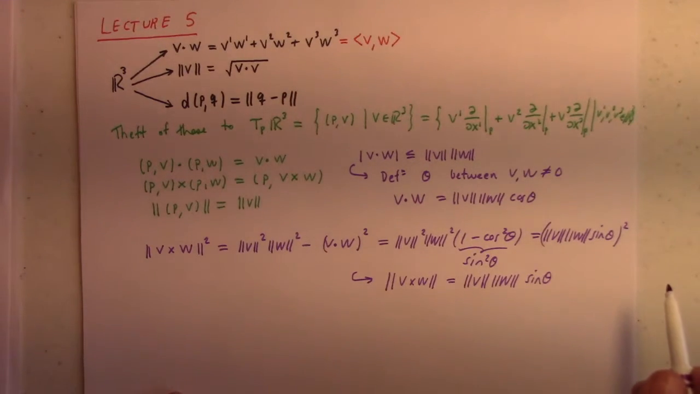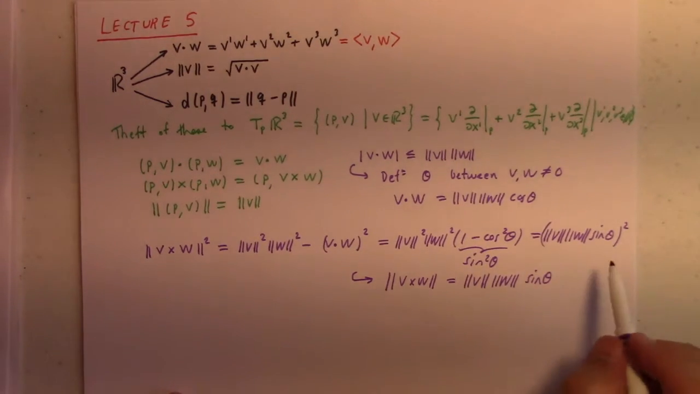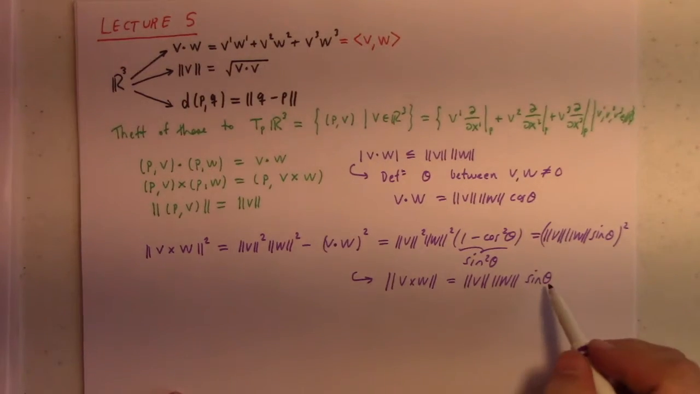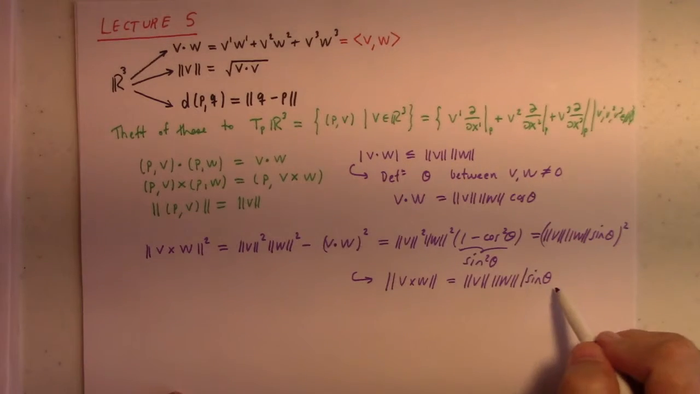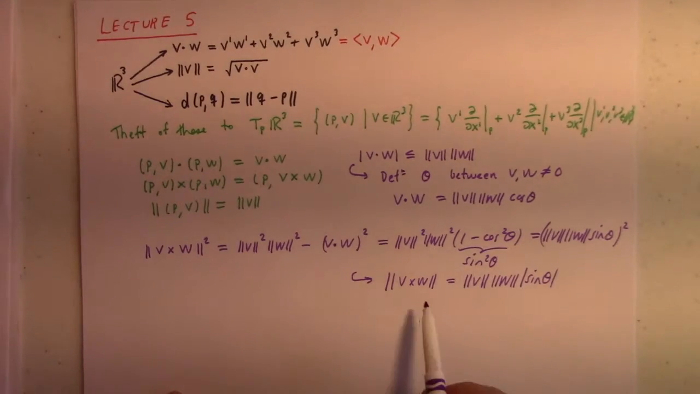Let's see here. So, theta goes traditionally between 0 and 180 degrees. Sine's negative on part of that, so I should really put an absolute value sign here just to be safe. All right. Anyway, great.